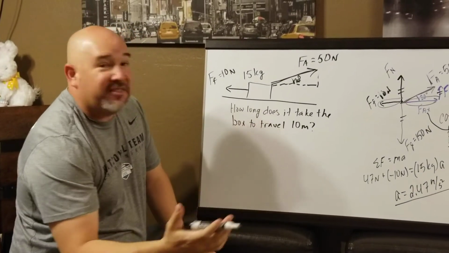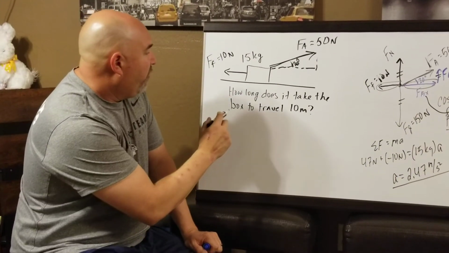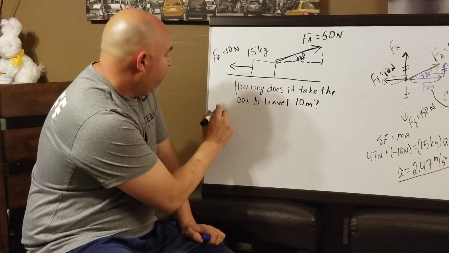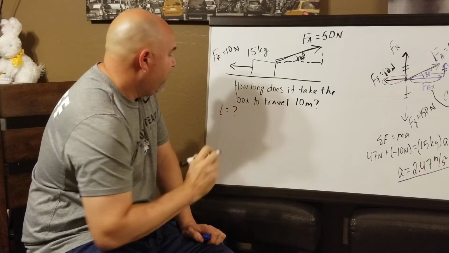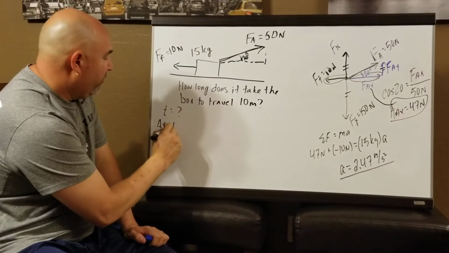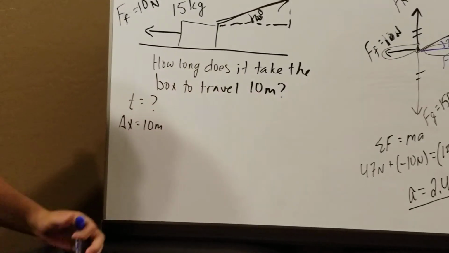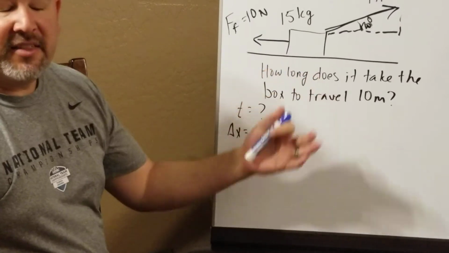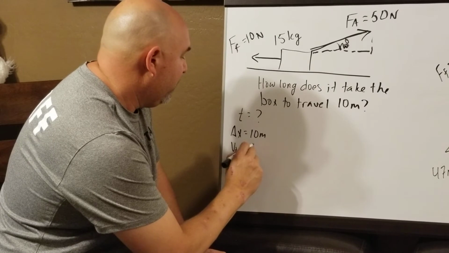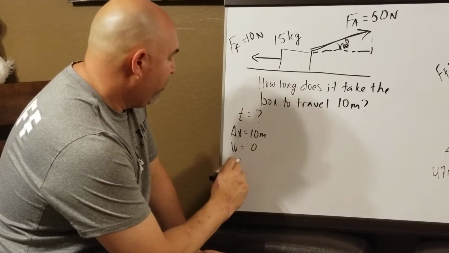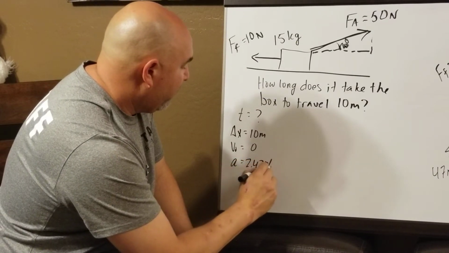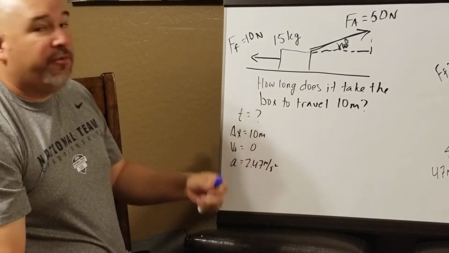So I'm going to figure out the things that I have now. I'm looking for time because it's asking how long. So I'm looking for a t, so I'm going to put t equals question mark. I have a delta x because it's telling me that I'm traveling 10 meters. I'm going to make the assumption that it started from rest. I didn't specifically say that in the problem, but I'm going to use that as an assumption and just say v naught equals 0. And then I have an acceleration that I just solved for over there of 2.47 meters per second squared. At this point, I have enough information, I can solve my problem.